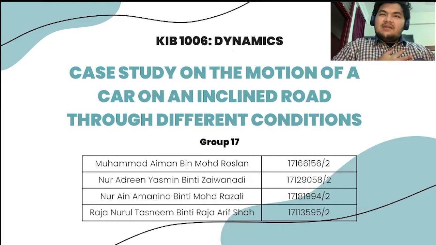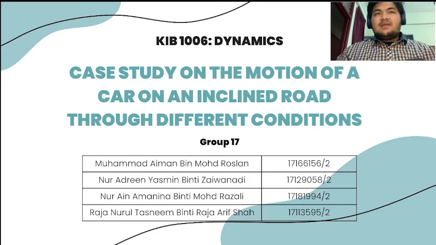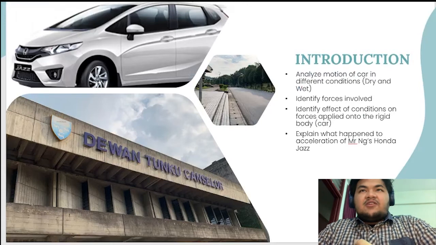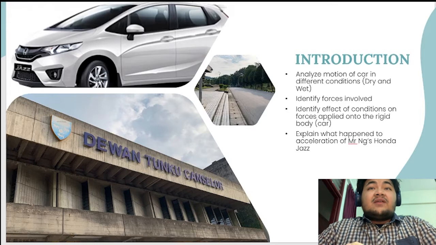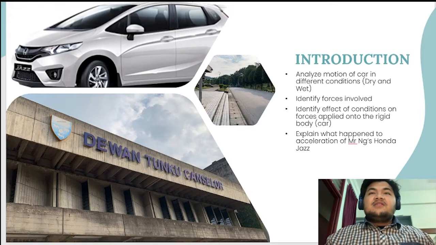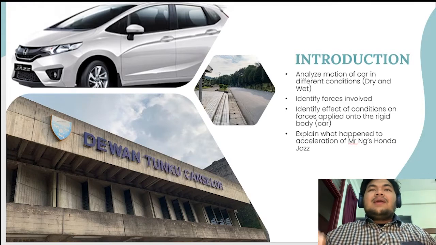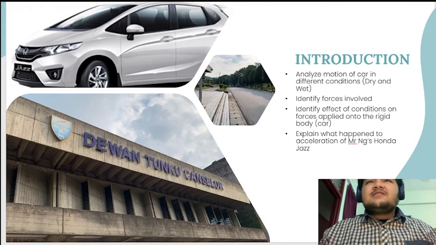My name is Aiman Roslan, matrix number 171666156, and today we will be looking into a case study which studies the motion of a car on an inclined road through different conditions. The purpose of this case study is to analyze the motion of a car in different conditions, which is dry and wet roads. We will then identify the forces involved. Following that, we will identify the effect of the conditions on the forces applied onto the rigid body, which is the car. And from all of that, after we do the calculations, we can explain exactly what happened to the acceleration of Mr. Ng's Honda Jazz.